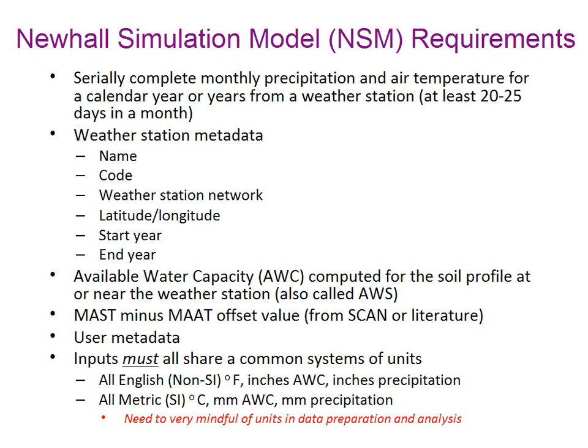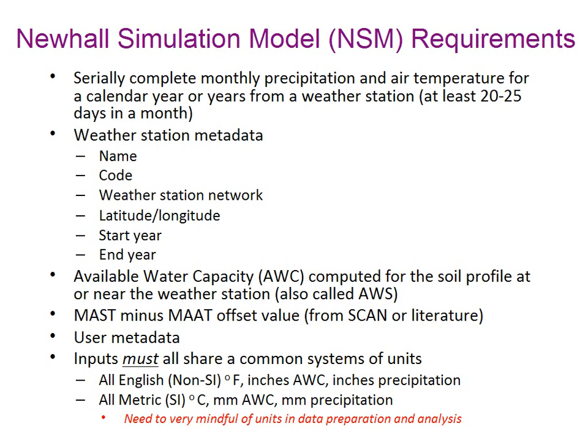Okay, let's talk about its requirements. This is a monthly step kind of model. It's really considered more like a mesoscale model. It's really pretty appropriate for regional assessments and so forth. It requires serially complete monthly precipitation and air temperature for a calendar year or years from a weather station. And by serially complete, we usually say between 20 and 25 days of the month should be reporting in to consider that you've got a reasonable estimate of what's going on in that month for either air temperature or precipitation.